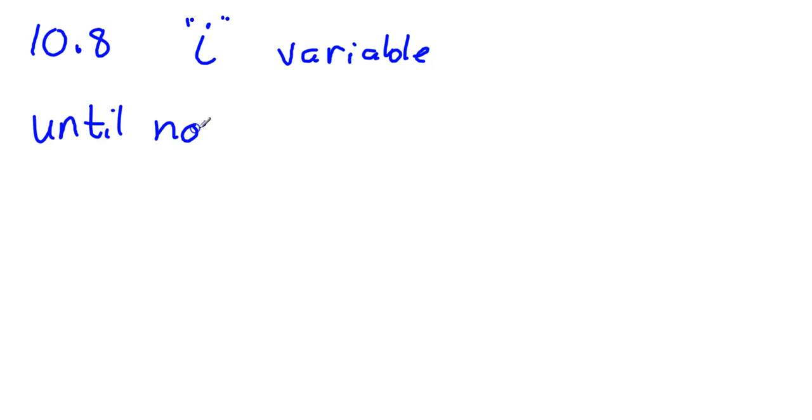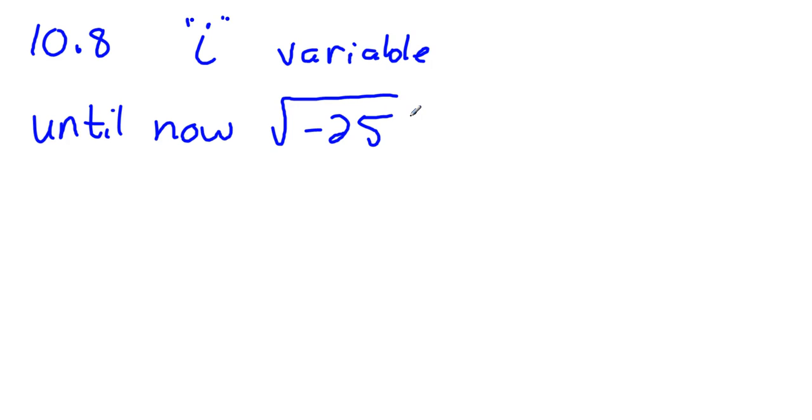10.8, we're looking at the I variable. And with the I variable, here's the one big thing that they're doing that's different from all the other stuff that we've been doing. And they wait till the very last section to kind of throw a curveball at you.